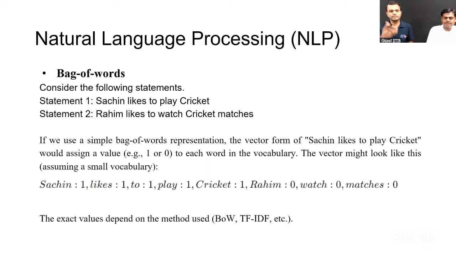And that's exactly this bag of words. If you do the simple approach, Sachin likes to play cricket, we can mark it as a 1 or 0 value. That's all it is. It is just an explanation.